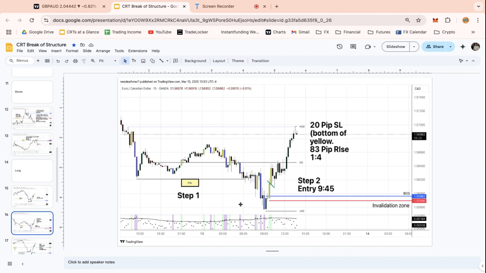Step one is price below or at the prior day low. Yes, it is. Down here. Next, where's my money candle? Where's that low of day? It's right here. Okay. Next, I need a break of it. Great. It broke right here at 9:45.